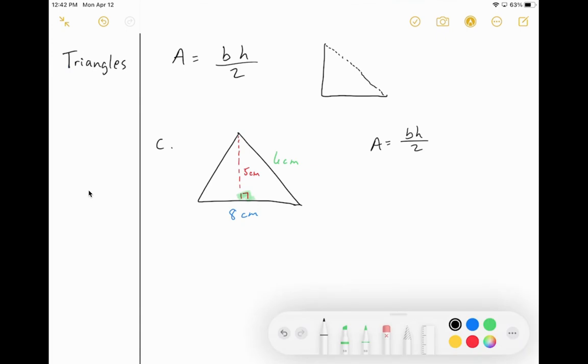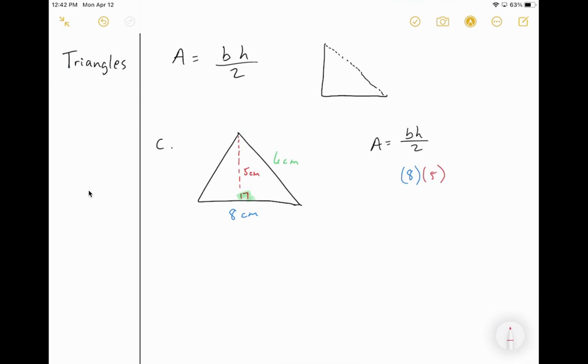So here we go. I'm going to say the base was 8. The height was 5. And then remember, you need to divide by 2. Okay. All right. So base times height divided by 2, 8 times 5, which is 40, divided by 2, which is equal to 20 centimeters squared. Okay. Squared because it is area.